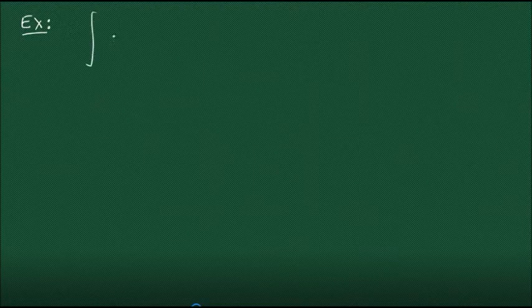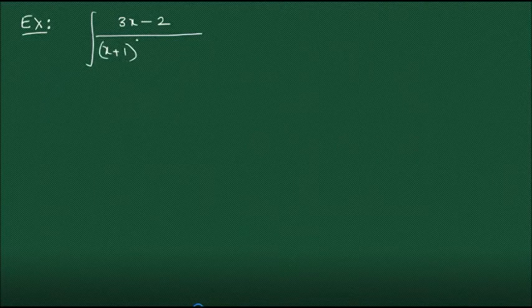Integration of (3x - 2) / ((x + 1)²(x + 3)) dx. So how do we do this? Now this has the first structure as well as the second structure. Both together are there in this problem. So we will open accordingly.